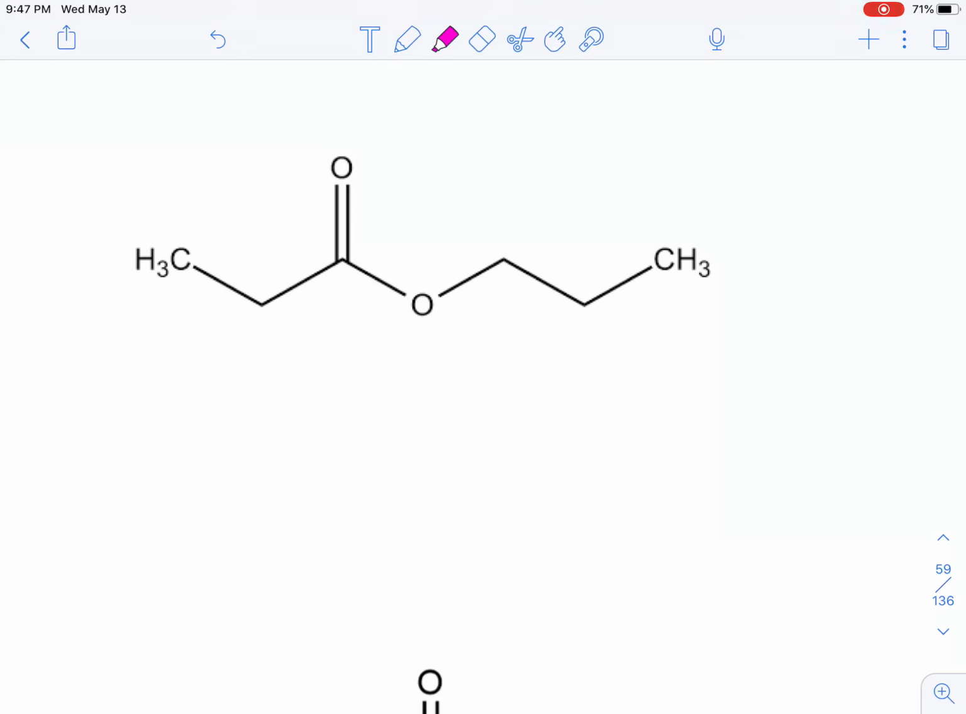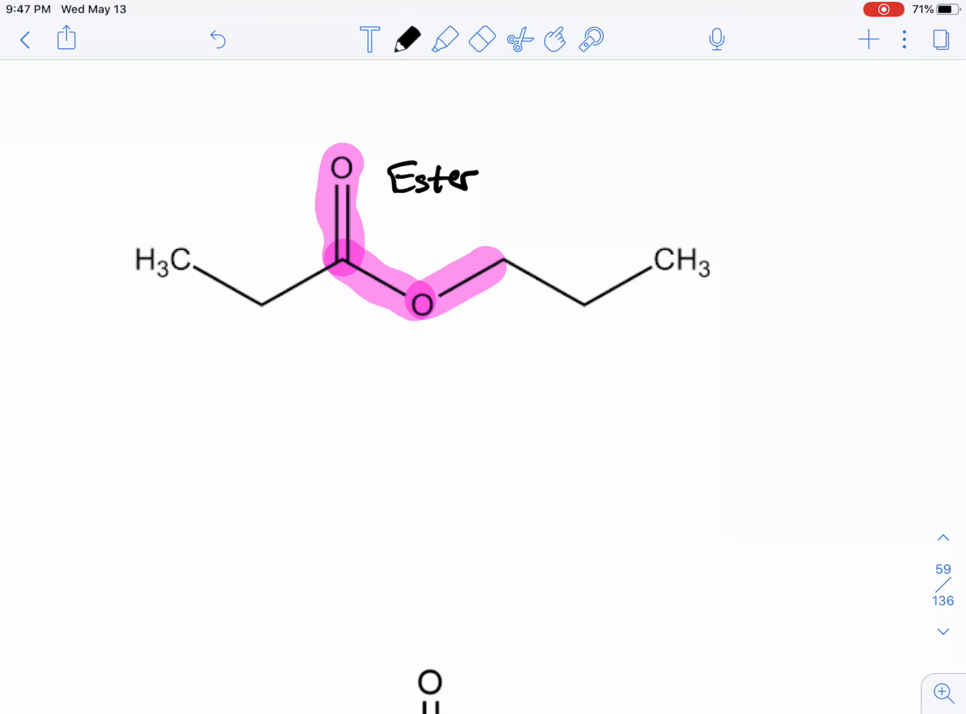Well, the first thing I want to do is recognize my functional group. Here I see a carbonyl carbon. Here I see a carbonyl group, and that carbonyl group is covalently bonded to an oxygen, which is covalently bonded to another carbon. And so I know that this is an ester.